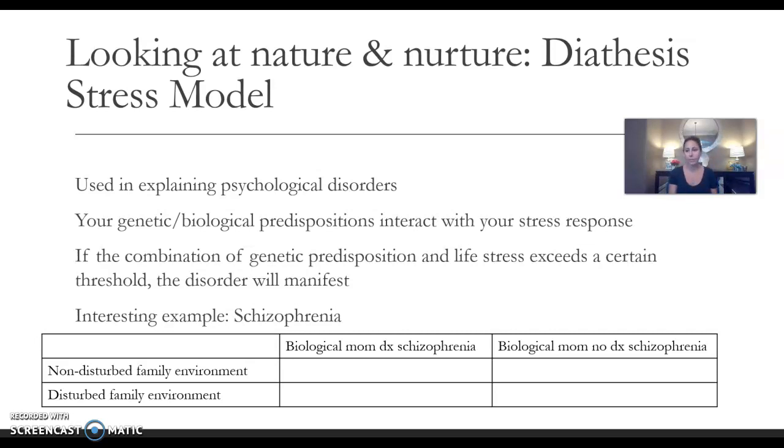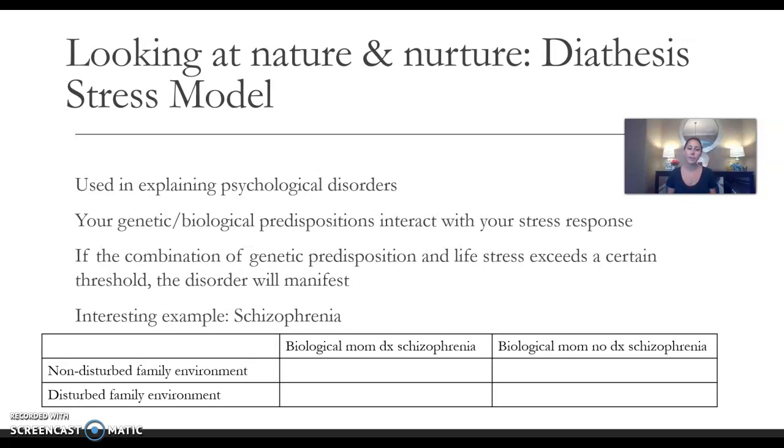We use the diathesis stress model in talking about anxiety disorders. We use it in talking about depressive disorders. And one really easy to see example where we use it is in talking about schizophrenia. So there was a study that was done. This is a perfect example of the diathesis stress model.